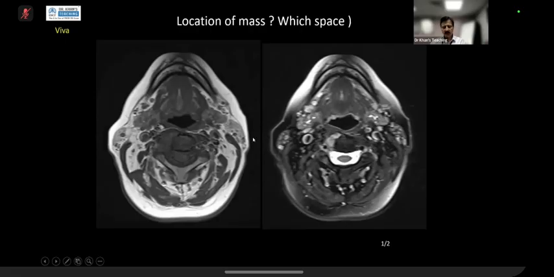Excellent. So if you see here, this is the prevertebral muscle, and this is the prevertebral muscle. This is sitting here, so this is a mass arising from the vertebra itself, and it is displacing it anteriorly. But if it was in the retropharyngeal space, it would have displaced the muscle posteriorly.